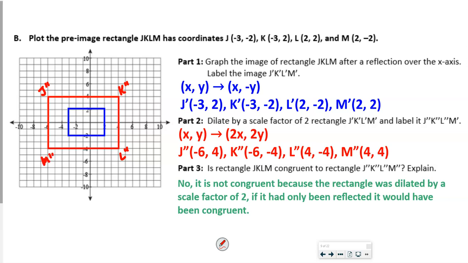Okay. And then part 3 says, is rectangle JKLM congruent to rectangle JKLM double prime? And explain. No, it's not congruent again because the rectangle is dilated by a scale factor of 2. If it had only been reflected, it would have been congruent.